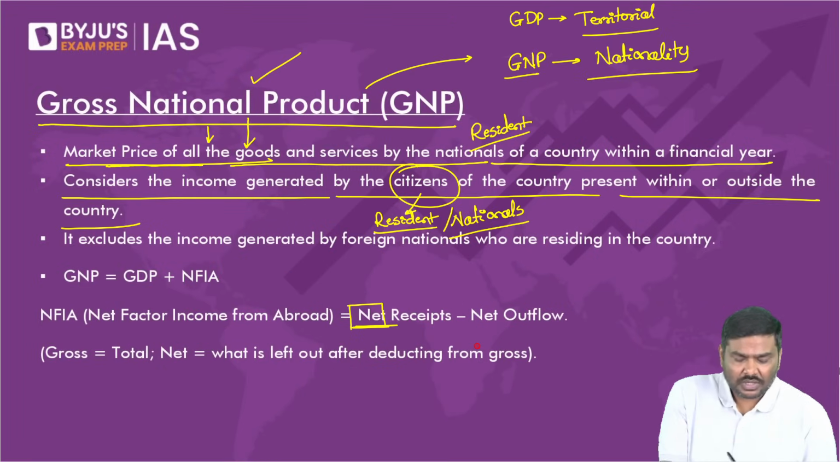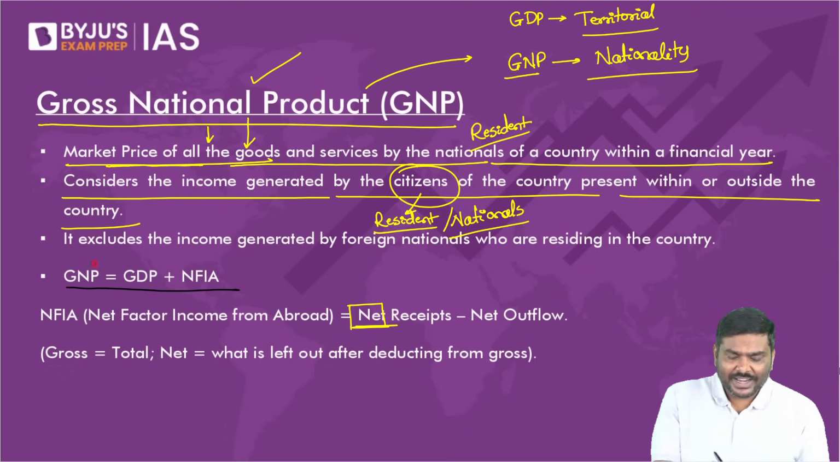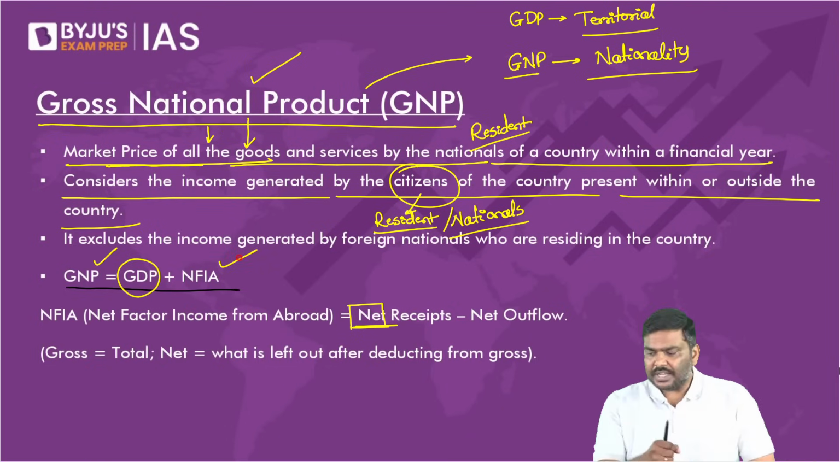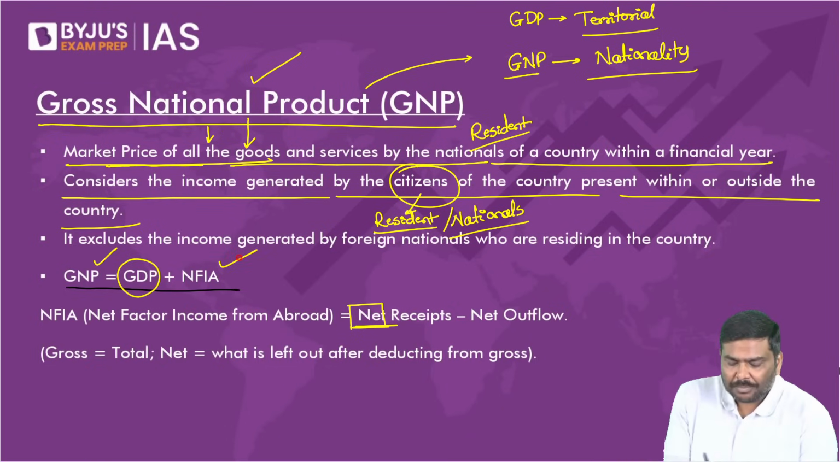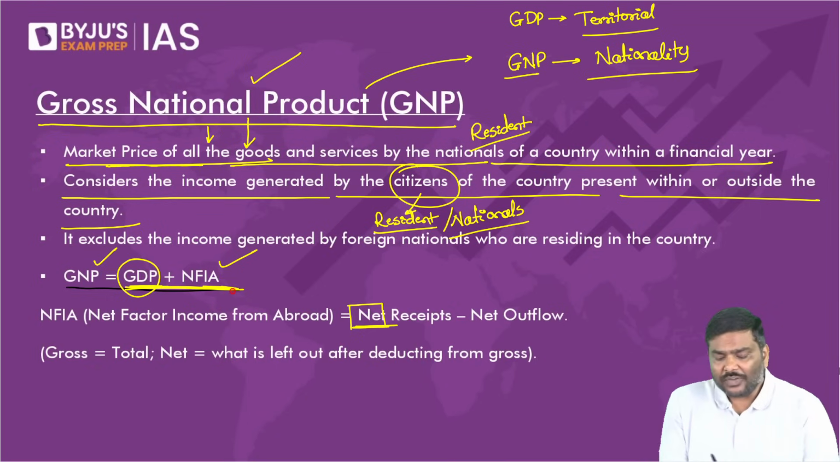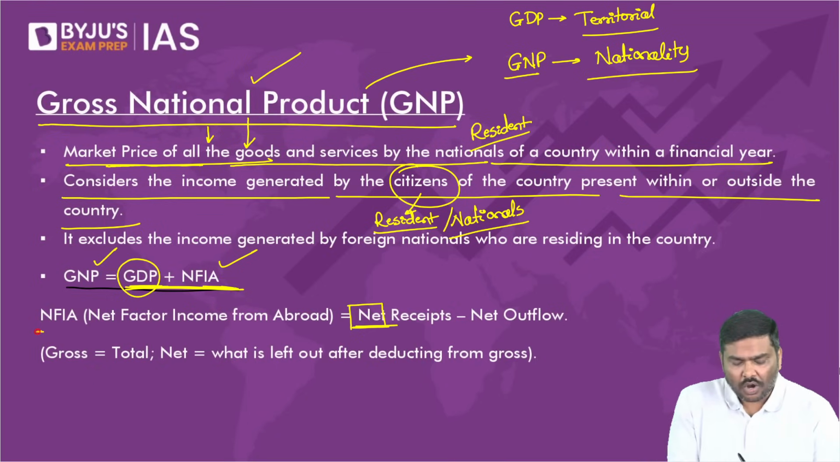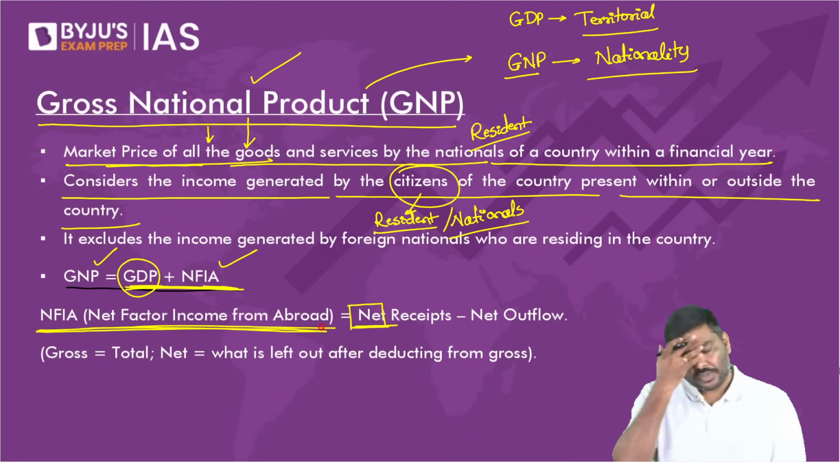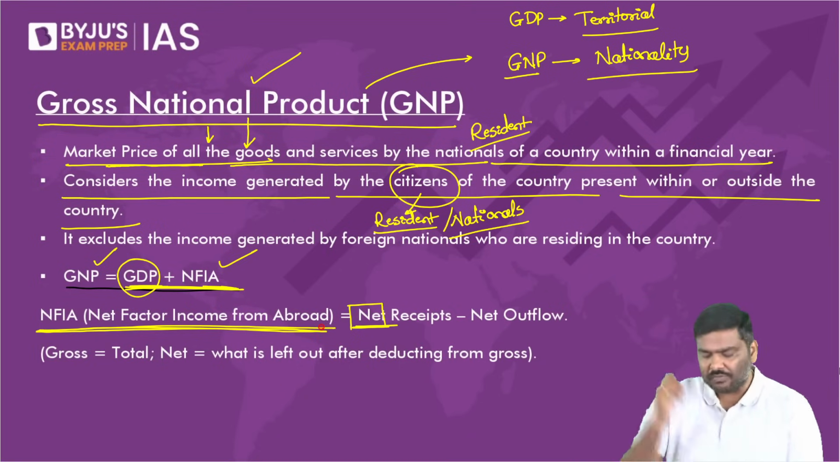You will come across this formula. Please look at the formula here. GNP is equal to GDP plus NFIA. What is this NFIA? Net factor income from abroad. Now, what is this net factor income from abroad?